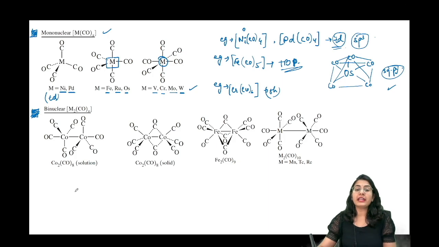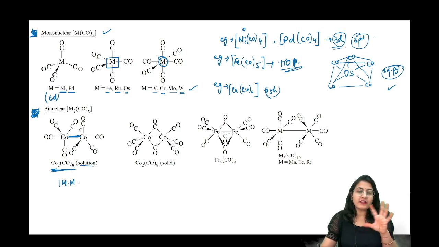Now, how many different types are possible? That will be dependent on the electrons, electron count. Jaise ki ye dekho, here when we are talking about a cobalt one, cobalt can only dimerize in this way, Co2(CO)8. Why? It can only have one metal metal bond, nothing else. One metal metal bond.